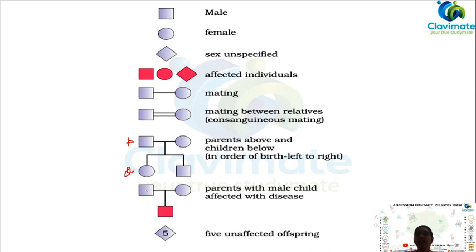So if the offspring is shaded, it is parents with an affected child. If it has a circle over here, it is a female child. If it has a square over here, it is a male child who is deceased. And the diamond shape with a number inside indicates the number of offspring. If it is not shaded, it is an unaffected offspring.